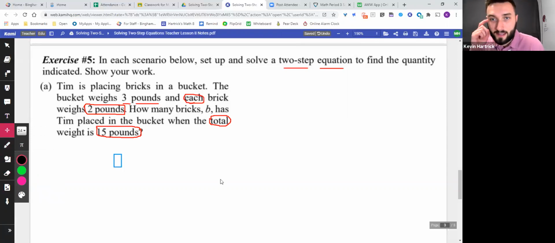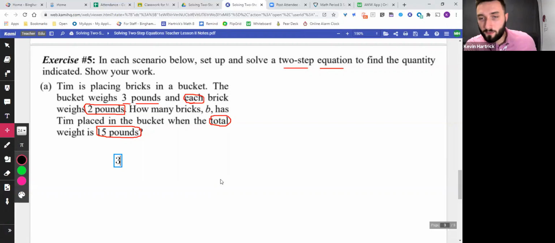First thing we have is that the bucket weighs 3 pounds. That doesn't change at all. The bucket's always going to be 3 pounds. We know that's part of the weight. We're going to put it down in our equation. We're trying to find how many bricks are in the bucket so that the total weight is 15.